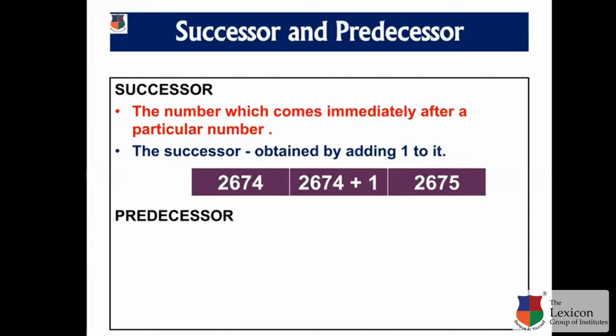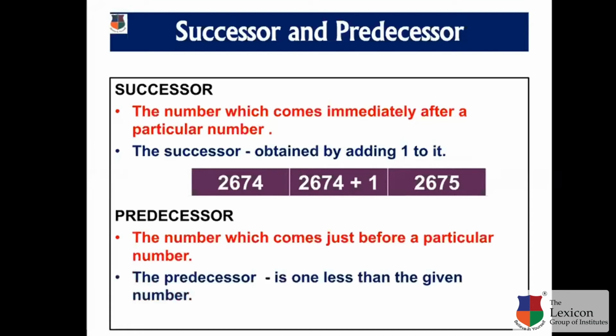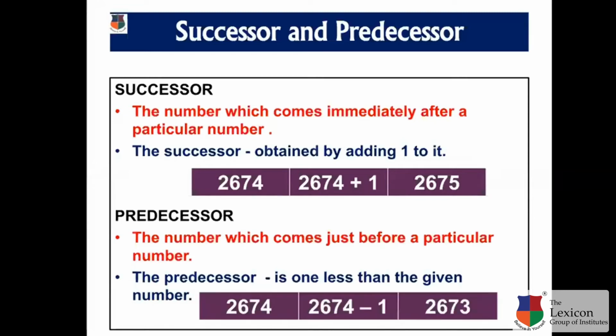Now what is predecessor? Pre means previous. Pre means previous. The number which comes just before a particular number is called the predecessor. The predecessor is 1 less than the given number. Look at this chart. Okay, I have taken the same number, 2674. But I need to find out the predecessor.